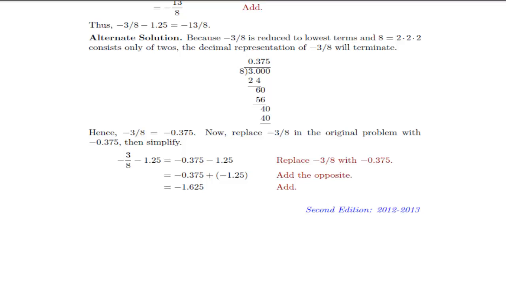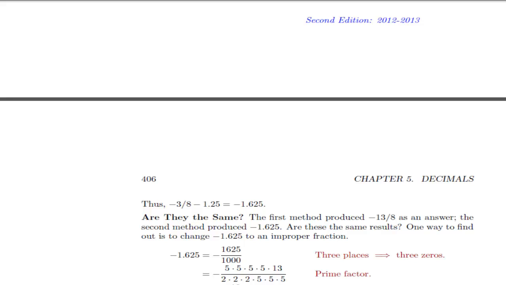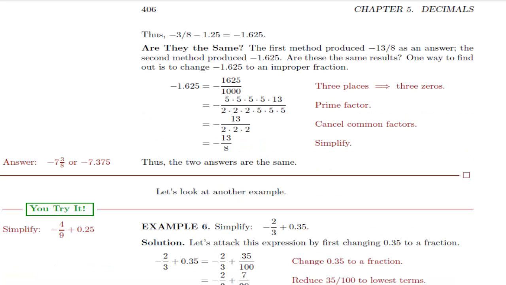Change this subtraction to adding the opposite. Minus 1.25 becomes plus a negative 1.25. Negative 0.375 plus a negative 1.25 equals a negative 1.625. Thus, negative 3 over 8 minus 1.25 equals a negative 1.625. Are they the same? The first method produced negative 13 over 8 as an answer. The second method produced negative 1.625. Are these the same results?